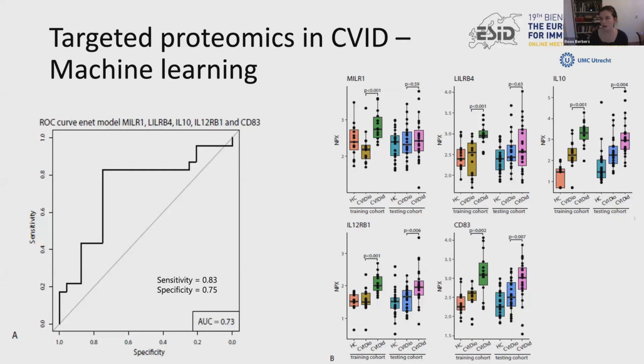If you look at the individual markers, we see that IL-10, IL-12, RB1, and CD83 were consistently upregulated also in the testing cohort, while Miller-1 and LILRB4 were not significantly upregulated in the testing cohort. Therefore, in further studies we would need to validate whether perhaps these 2 can be left out, and we could have the same prediction with IL-10, IL-12, RB1, and CD83.